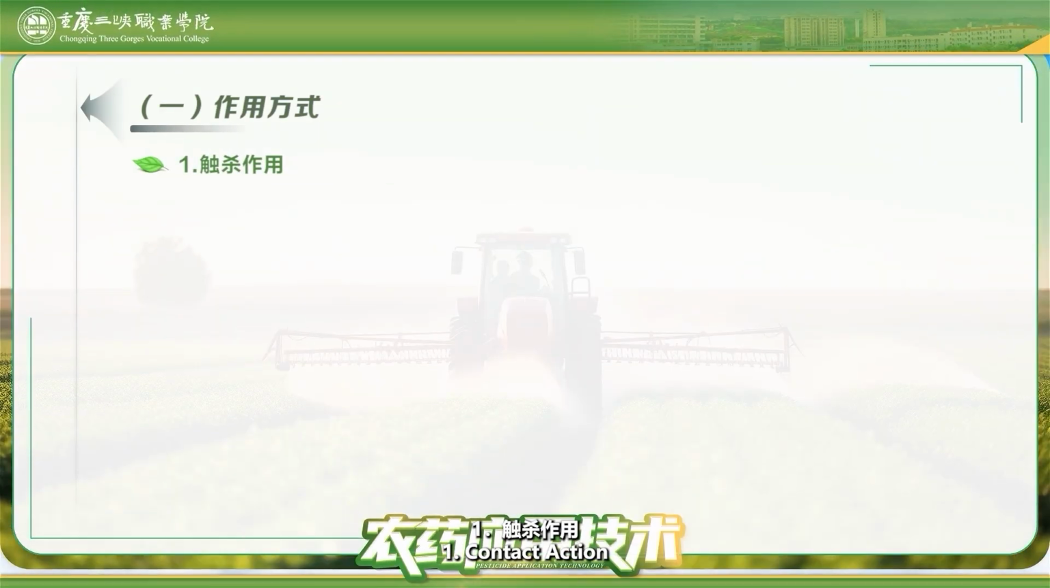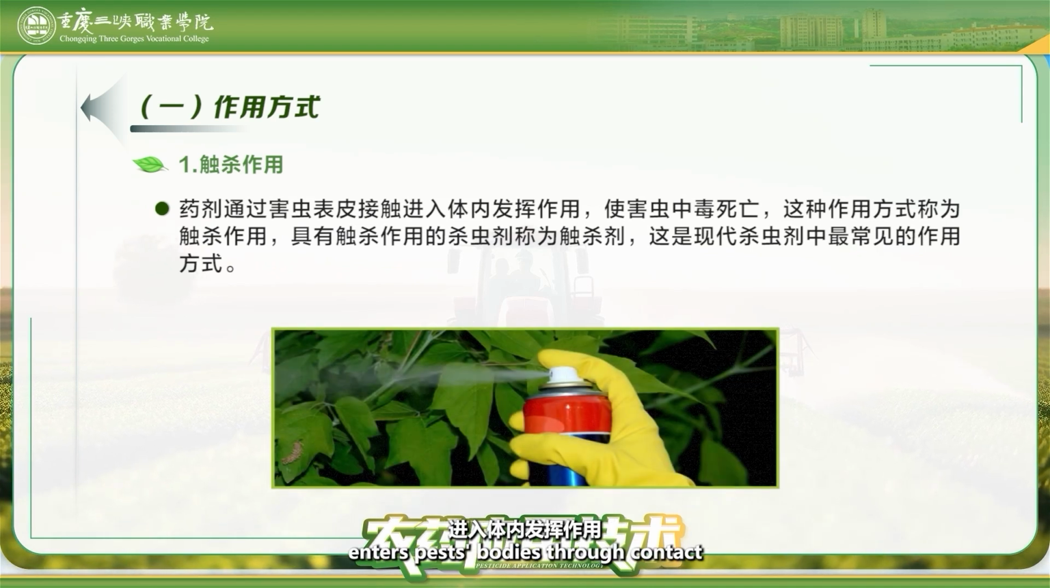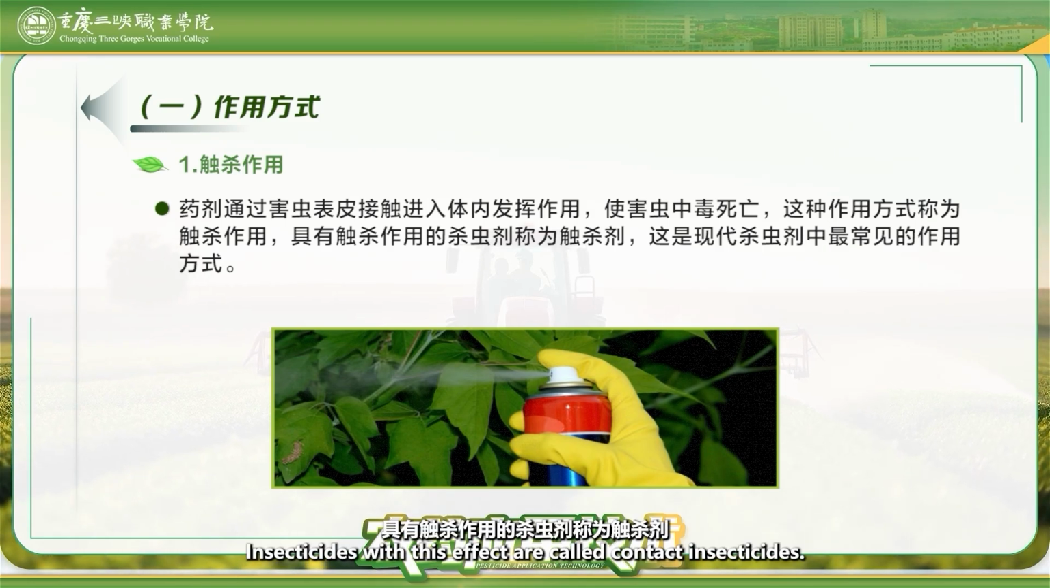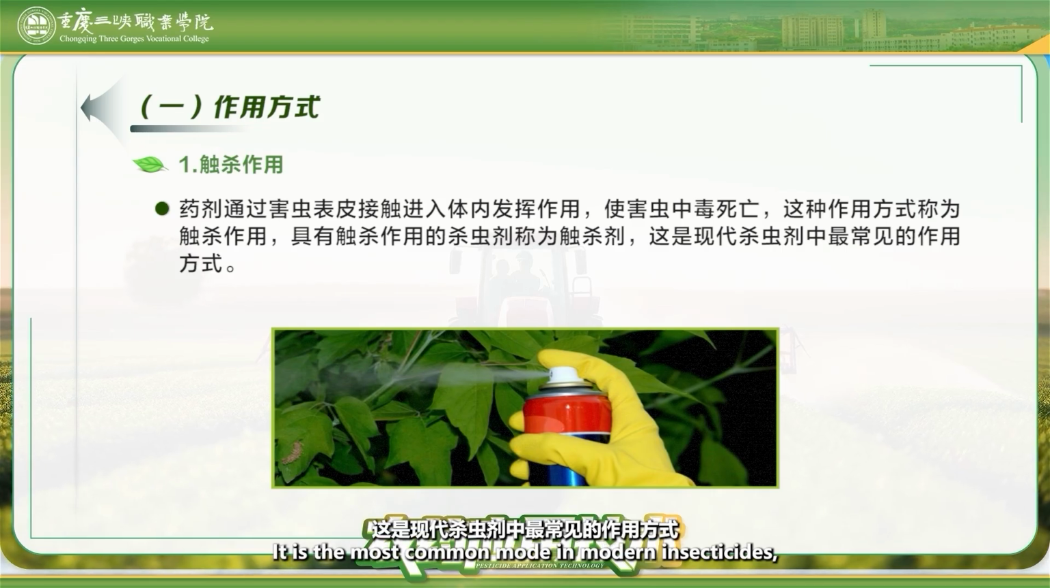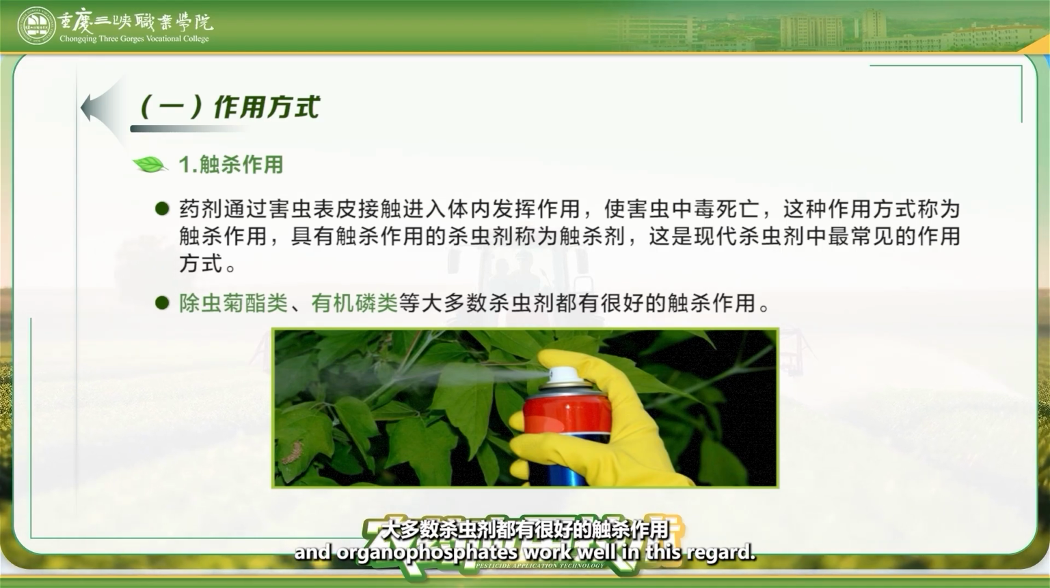1. Contact action. Contact action occurs when an insecticide enters pests' bodies through contact with their epidermis, leading to poisoning and death. Insecticides with this effect are called contact insecticides. It is the most common mode in modern insecticides, and most insecticides, including pyrethroids and organophosphates, work well in this regard.